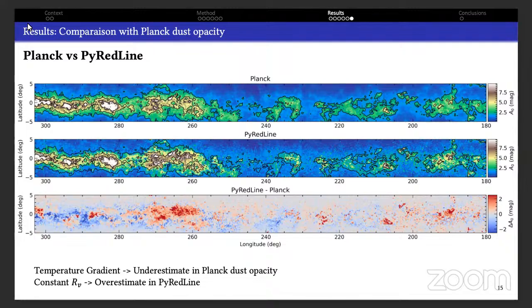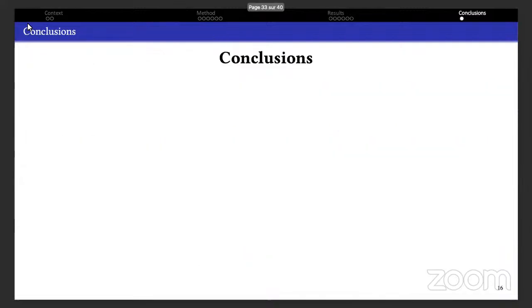And this can be explained with two reasons. First, the gradient of temperatures inside the clouds can make Planck underestimate the dust opacity and so the extinction. And we used a constant RV value for our work. And this can lead the method to overestimate the extinction. So those two effects go in the same way. And when considering them, we can see that the structures that we identify with our method are comparable to what we can identify in the Planck dust opacity map.